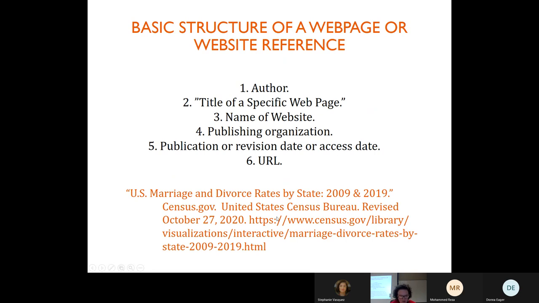So here's my example. There's no author for this. This is a table and an interactive from the census. Someone probably created this, but there's no author listed. So I don't have an author. I go to the title, and it's an individual website page, a specific page. So I go U.S. marriage and divorce rates by state. It's a chart comparing 2009 and 2019. The website is census.gov. I still don't italicize it. The publishing organization is the U.S. Census Bureau.